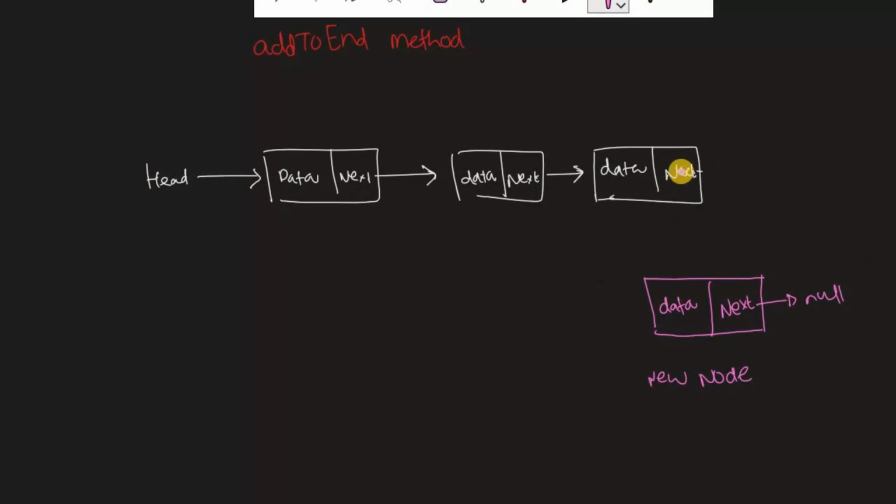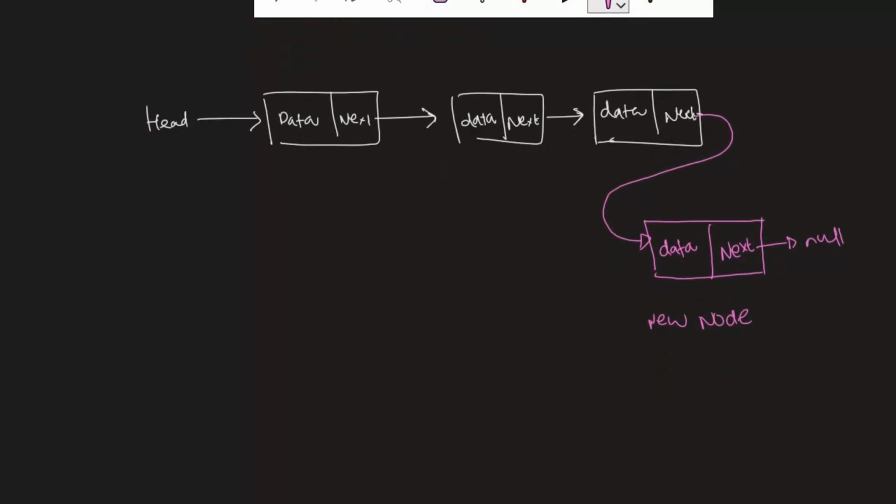But what about the connection between these two? We don't have any connection between this and the new node. So let's connect the next field of the old last node to the new node that we just created. Okay, so we have pointed the next field of this node to the new node that we just created, and this is how we inserted a node at the end of the list. And this completes our list. So our list now looks like this.